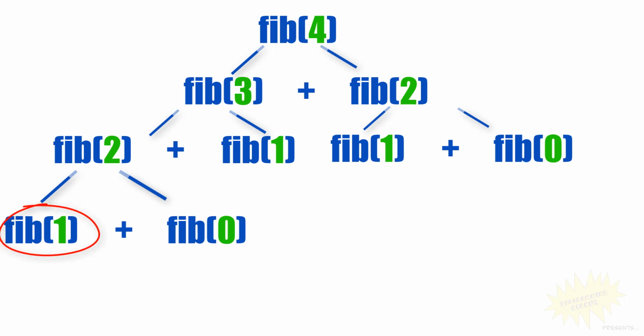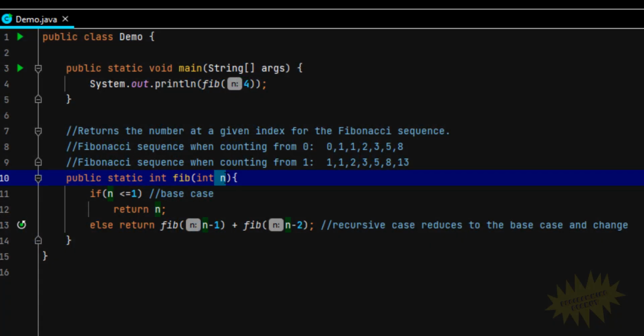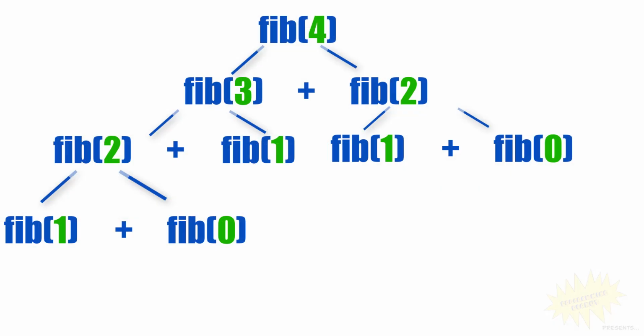So now we look at fib 1. 1 is going to be the new input, so here n is going to be 1, and it's going to check: if 1 is less than or equal to 1, then it returns n. So we finally reached the base case for this. So we can go ahead and circle this fib 1.